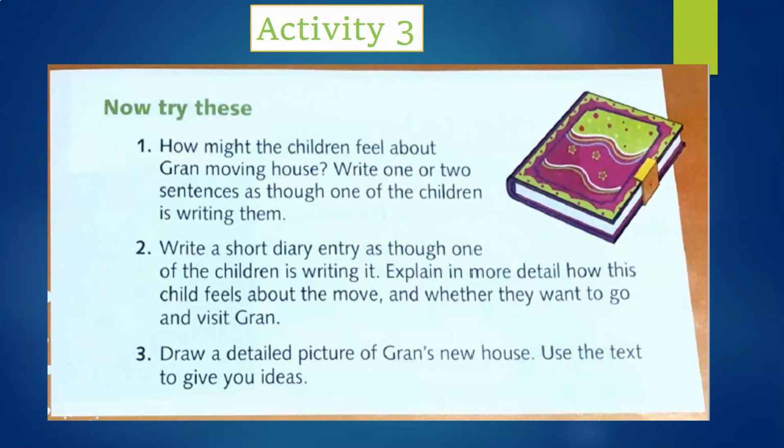And number 3, draw a detailed picture of Gran's new house. Use the text to give you ideas. So, Gran's new house is in a town. In the front windows, they can see the sea. And at the back of the house, they can see the view of the hills. Think of that view and draw it on your copybook.